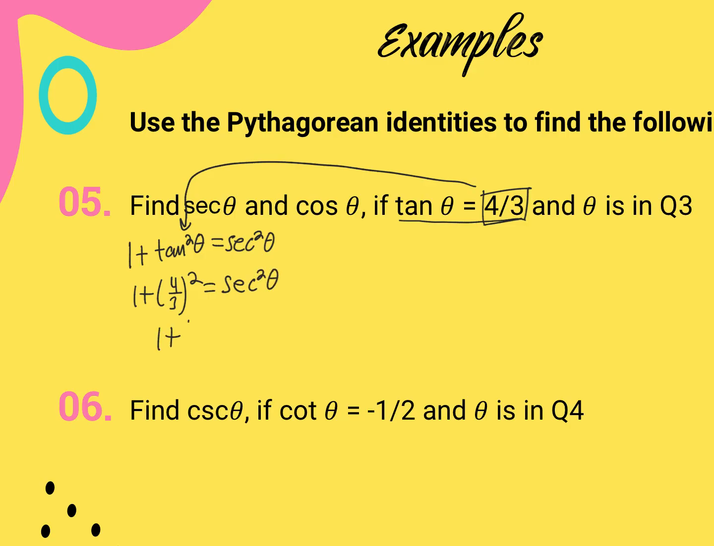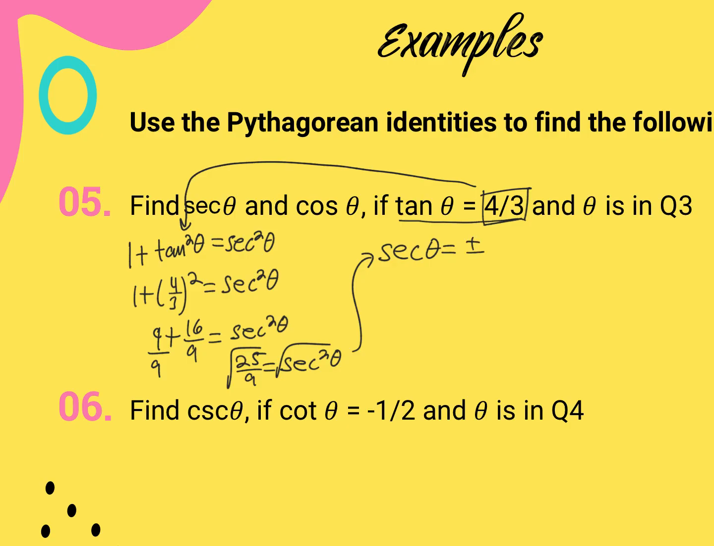So we get 1 plus 16/9 equals secant squared theta. And then get a common denominator. This is going to get us 9/9. So we get 25/9 is secant squared theta. And then you can square root both sides, and then you get, let me write that up here, secant of theta is plus minus 5/3.